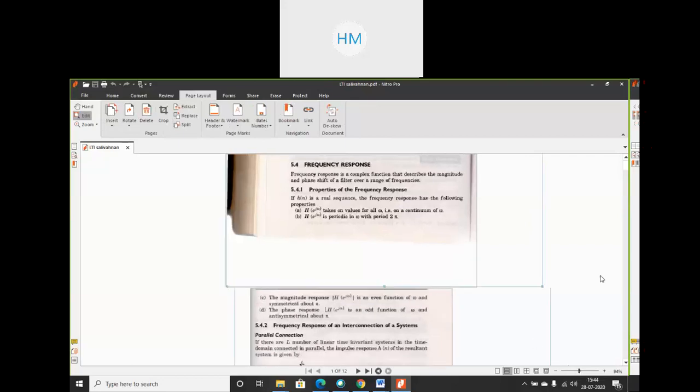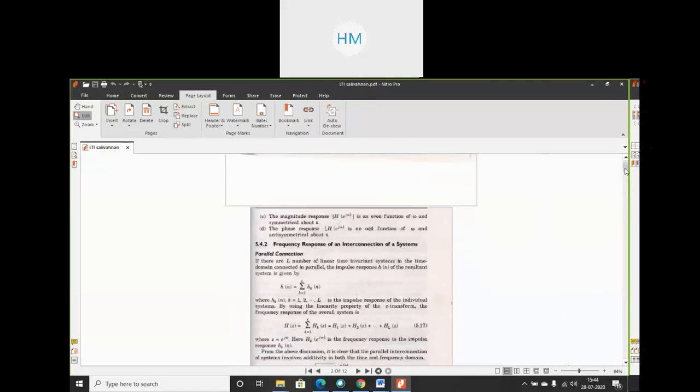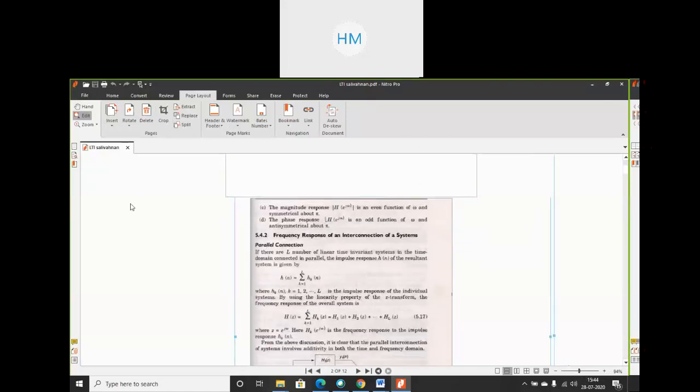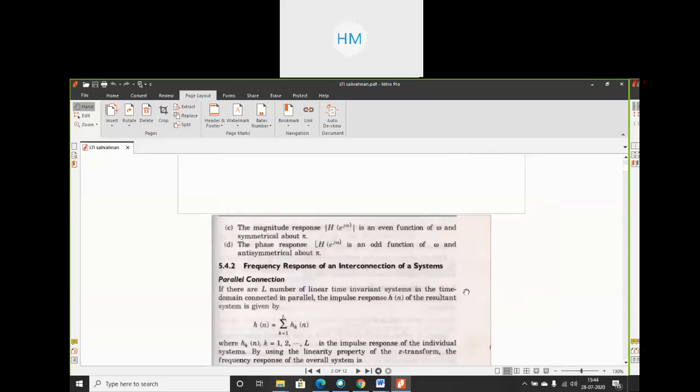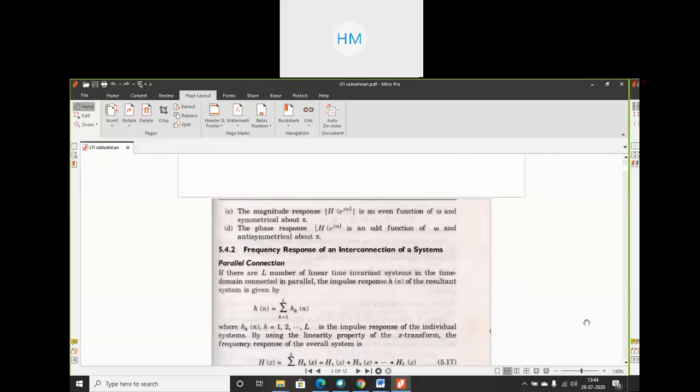So the next property is that the frequency response has magnitude and phase response. The magnitude response of h of e j omega is an even function of omega and symmetrical about pi. Whenever I plot the magnitude response, it should be an even function and symmetric about pi. Similarly, the phase response is an odd function of omega and asymmetrical about pi.